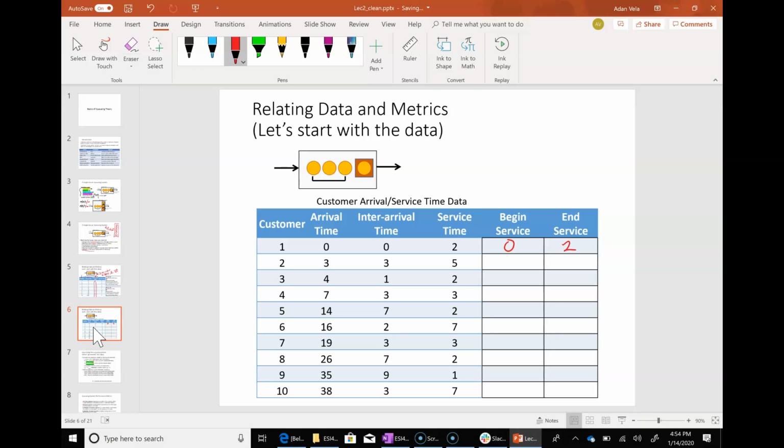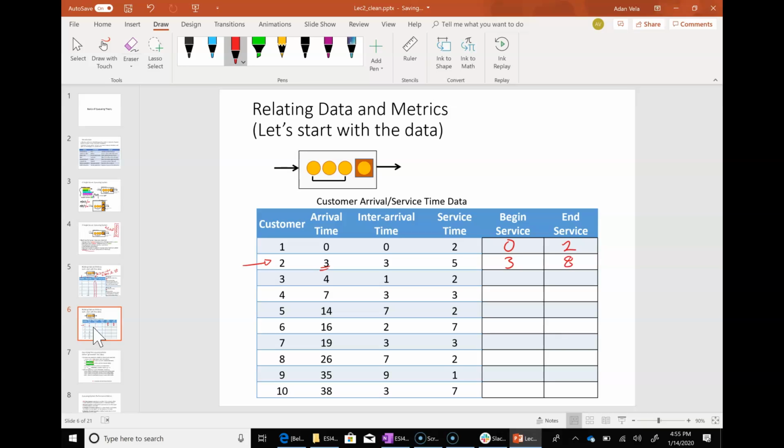2. So customer 2 arrived at time 3. Do they have to wait in line? No. The server's not busy, because the server finished with the other customer at time 2. So customer 2 goes right in. They begin service immediately. It takes them 5 minutes to get processed. So when do they finish up? At 8.